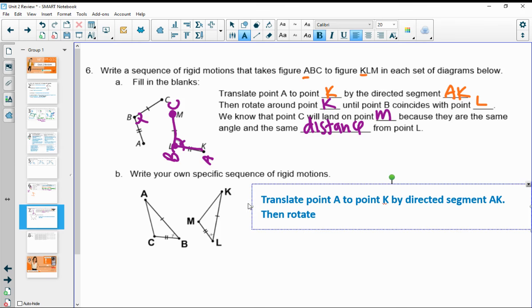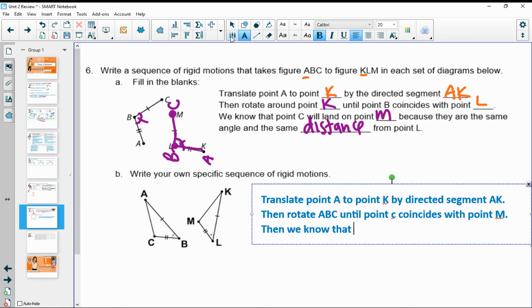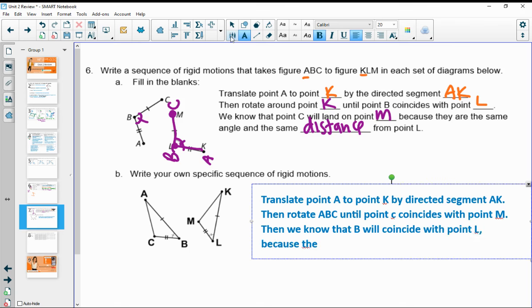Then rotate ABC until C lands on M, until point C coincides with or lands on point M. Then we know that B will land on or coincide with point L because they are the same angle and distance from M.